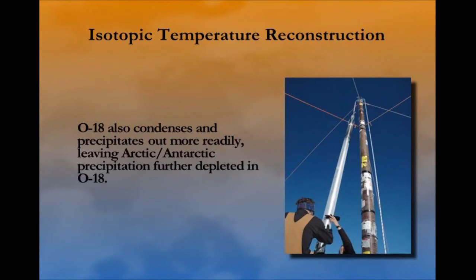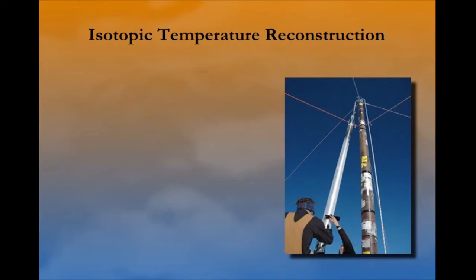the equatorial regions. However, in the process of going from the equator toward the poles, the oxygen-18 containing water, being heavier, tends to precipitate out more readily. And so first you evaporate water and it tends to be depleted in oxygen-18, and then as the water moves poleward, it gets further depleted. And how much depleted it gets, you can see, depends somewhat on the temperature. The cooler it is, for example, the more the oxygen-18 will precipitate out, and that leaves Arctic and Antarctic precipitation even further depleted in oxygen-18.